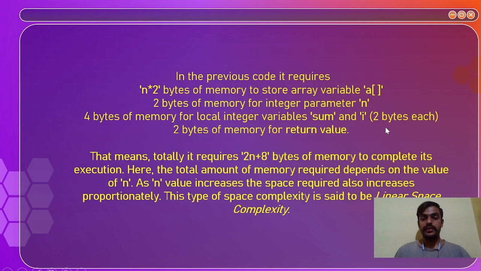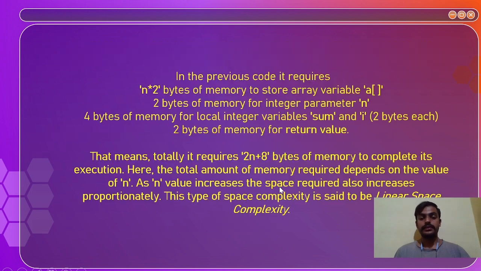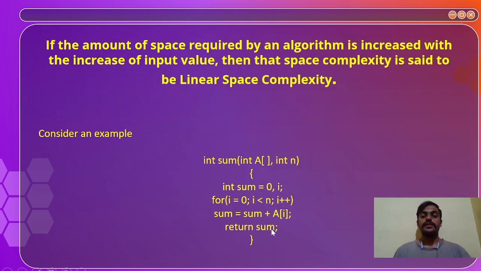Here they have said that sum and i will take 2 bytes each, meaning the local variables of this function, sum and i, will take 2 bytes, and the return value of sum will take 2 bytes, so 2 plus 2 plus 2 is equal to 6. Another updated value, sum is equal to sum plus a of i, will take 2 bytes of memory. So totally 8 bytes of constant memory will be consumed.